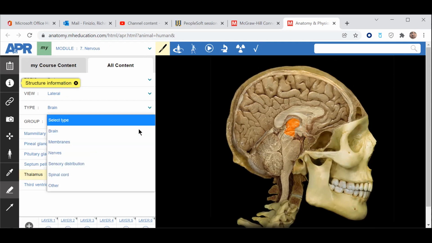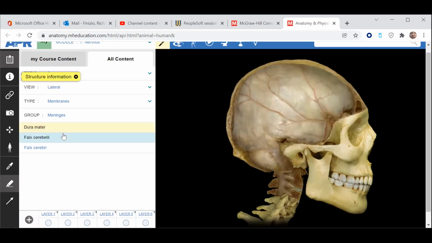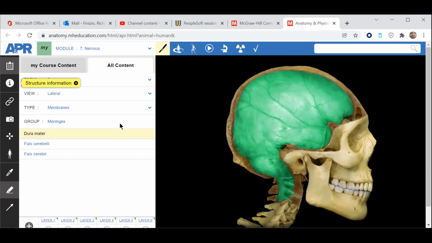Okay, membranes. Let's see if we can see them here. Meninges, we do. Dura mater, which covers the outside. If you remember that.